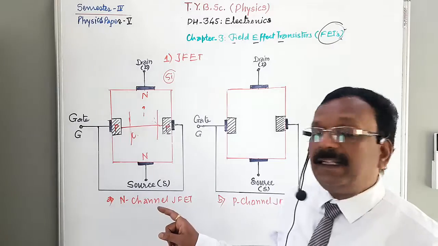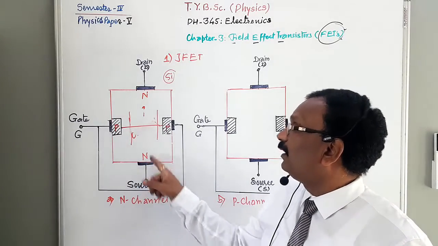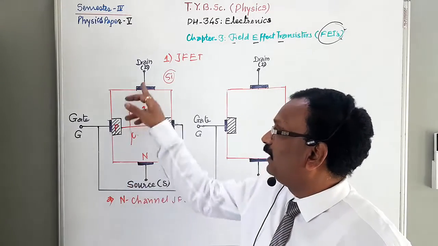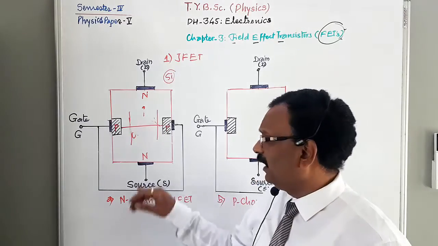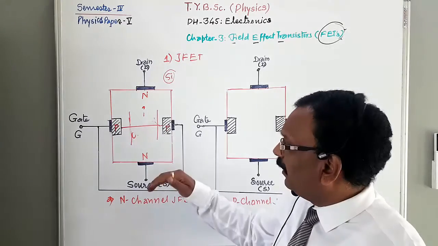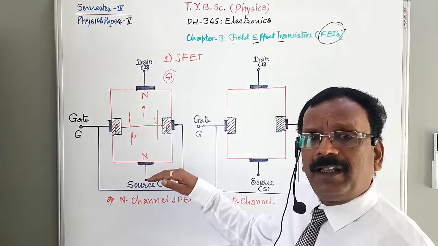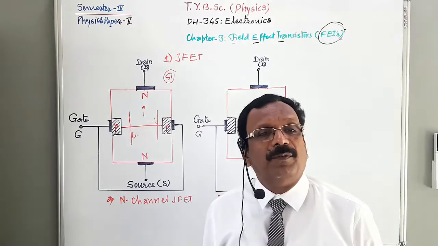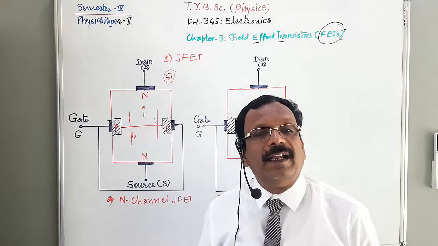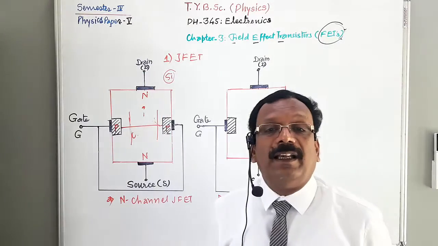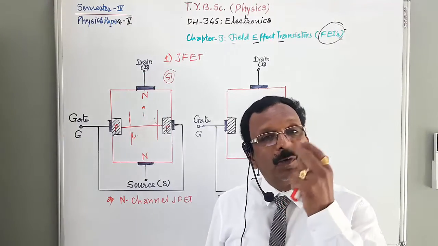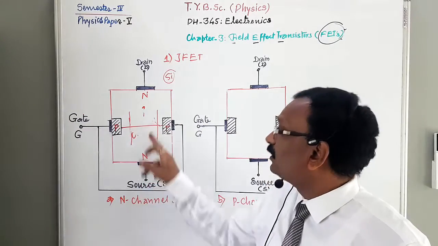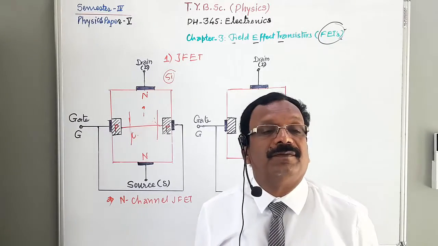The electrical connections, here one and here one, are called ohmic contacts. Here is one ohmic contact and here is another ohmic contact. The electrical connections, that is ohmic contacts, are made to both ends of the N type semiconductor and are taken out in the form of two terminals called drain and source. This terminal is called source and this terminal is called drain.